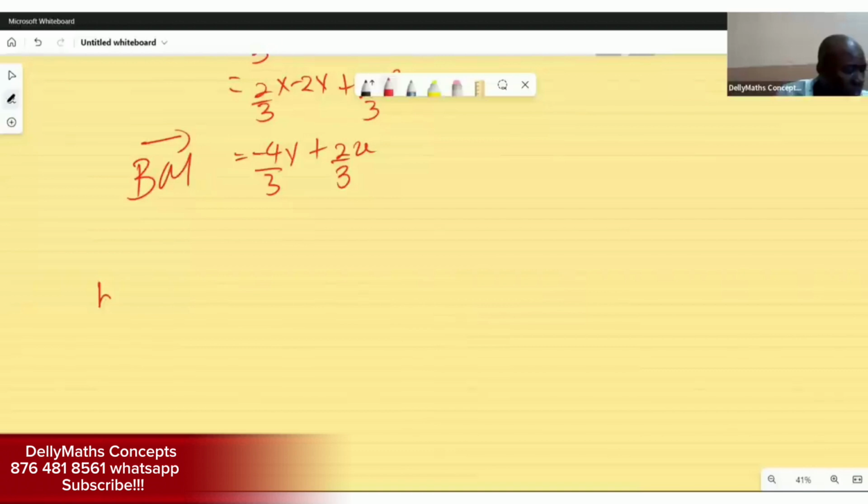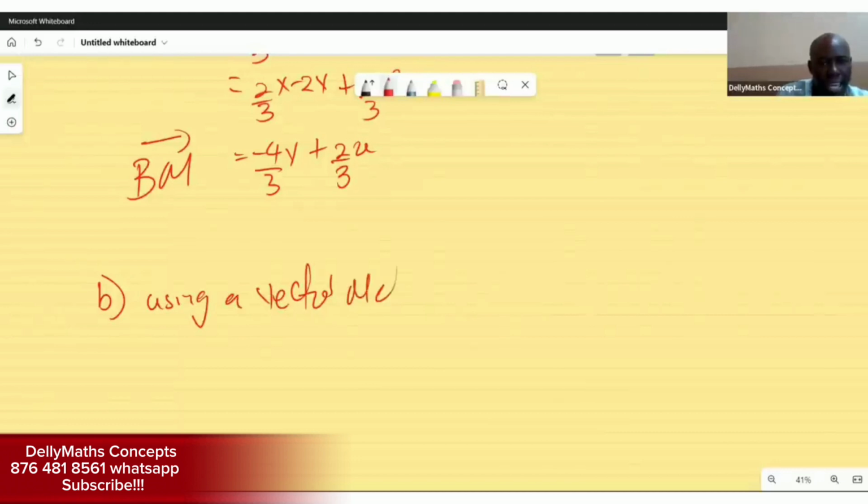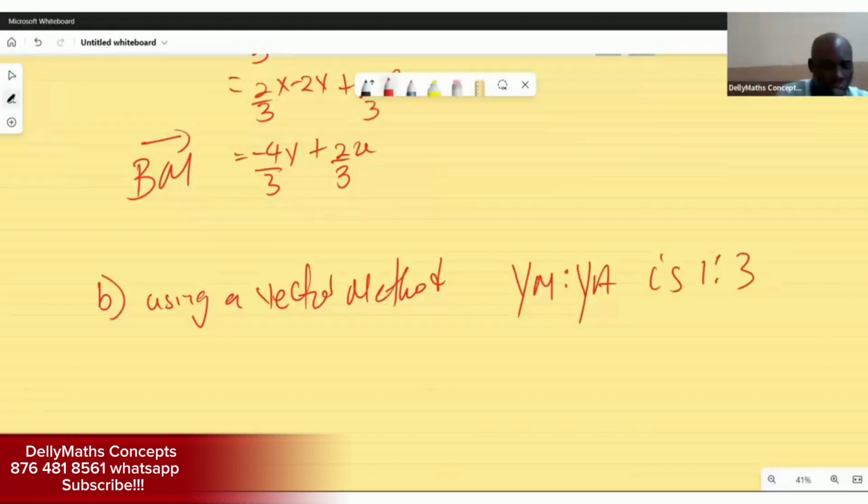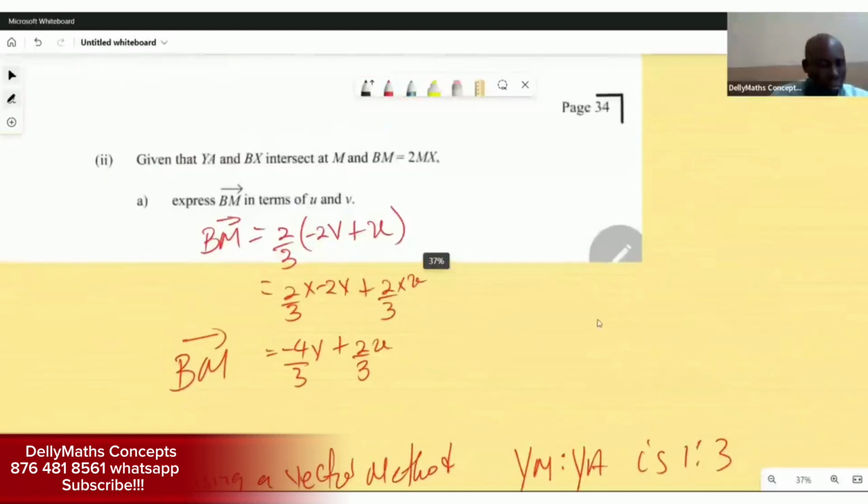The next part, which is the B part, says using a vector method, we want to show that the ratio YM to YA is 1 to 3. Show all working bases. We need to show that. Now, all we need to do is to find YA, find YM.